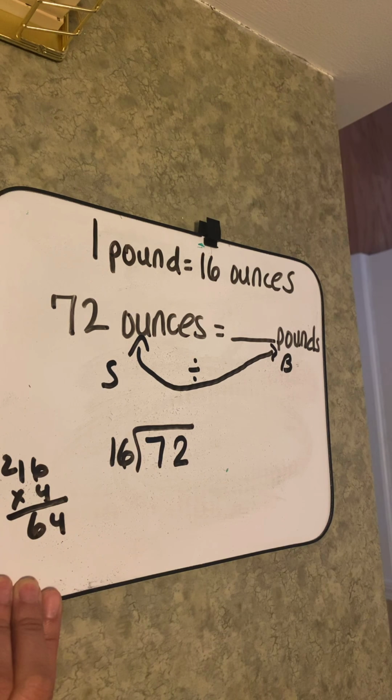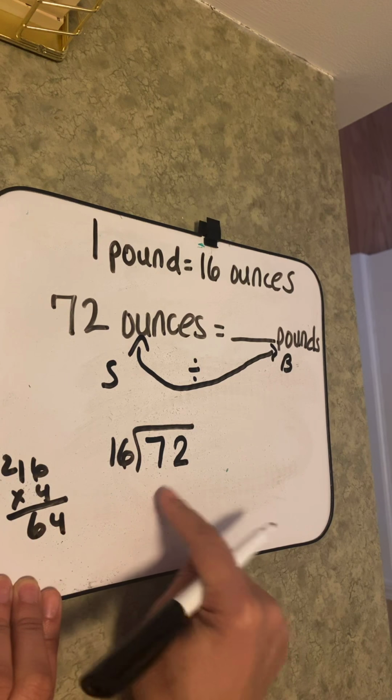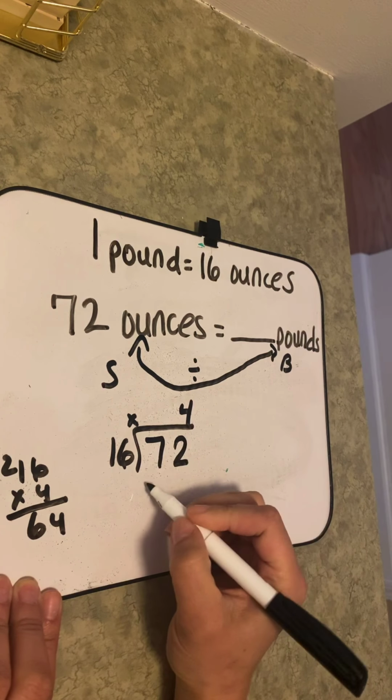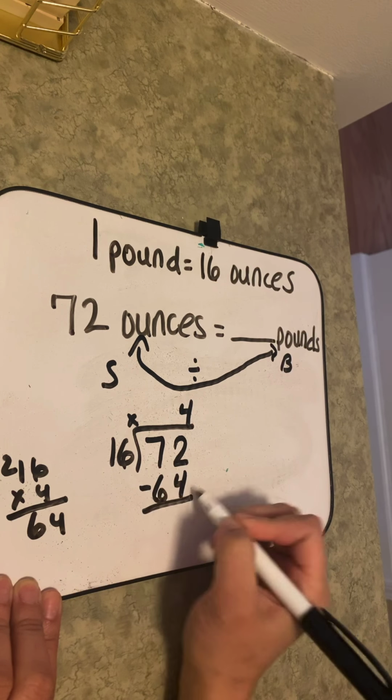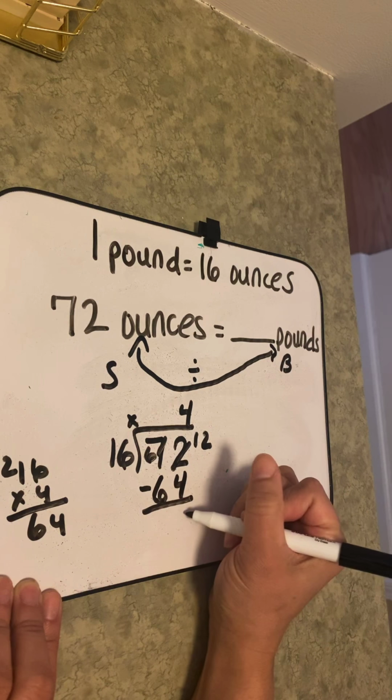I know it's going to be 4 times because 16 times 5 is 80, and that's too much. So we're going to stick with 4 times. 16 times 4 is 64. I'm going to borrow here to make this a 12, and 12 minus 4 is 8.